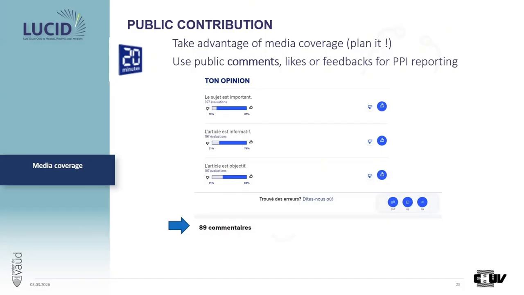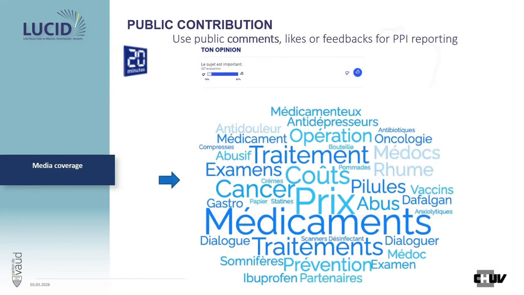In the PPI report at the end of the project, it is always important to collect all the material you can during the study. I think for us it was quite useful. We also did a qualitative analysis, using a thematic analysis of what patients and the public said in the comments. This is just a cloud of the most frequently used words. It was about low-value care, so it's quite clear that price and drugs are often used in the comments.